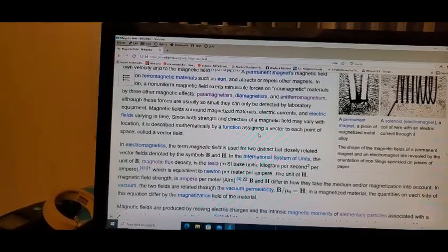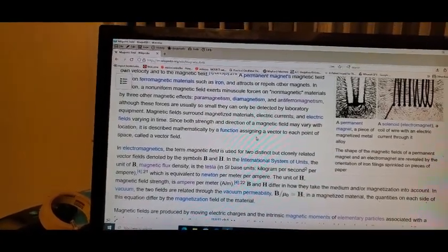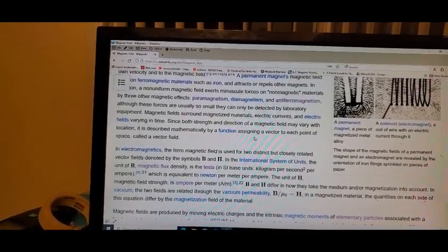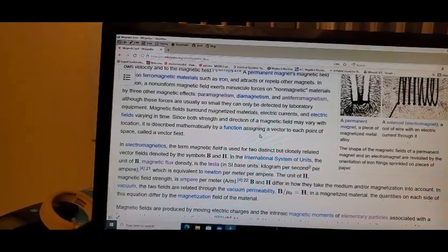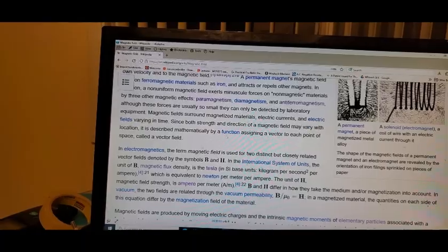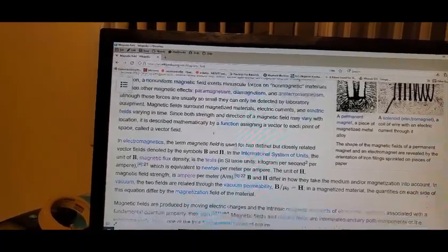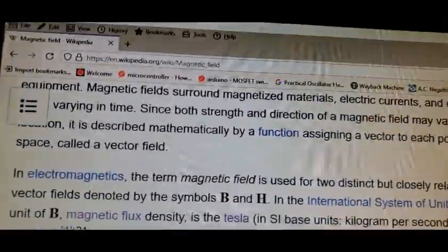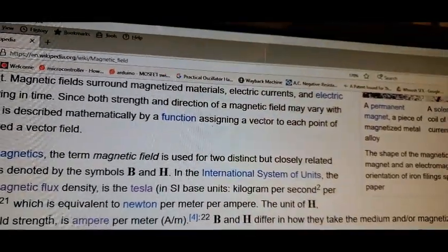So what's the unit of magnetic field strength? Well, for the B field, it's the Tesla, or if you divide the Tesla by 10,000, it's the Gauss. For the H field, it's the ampere turn.